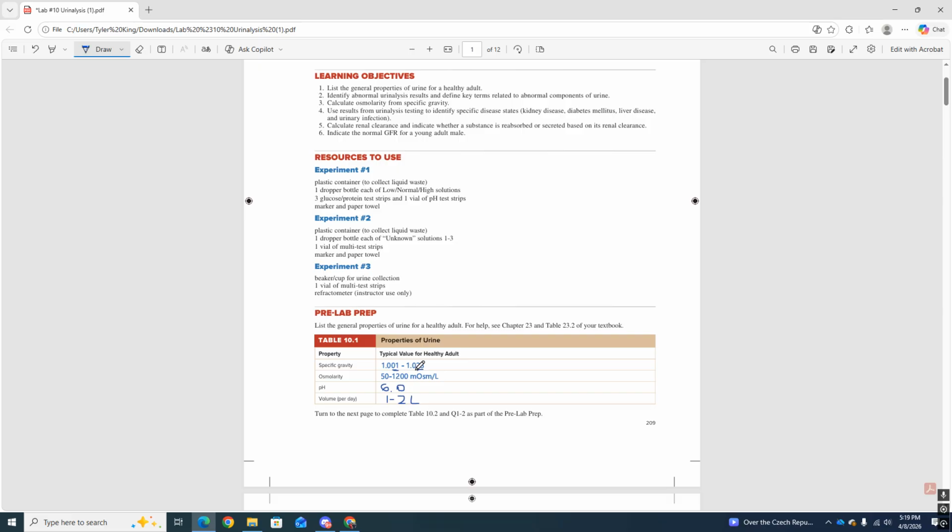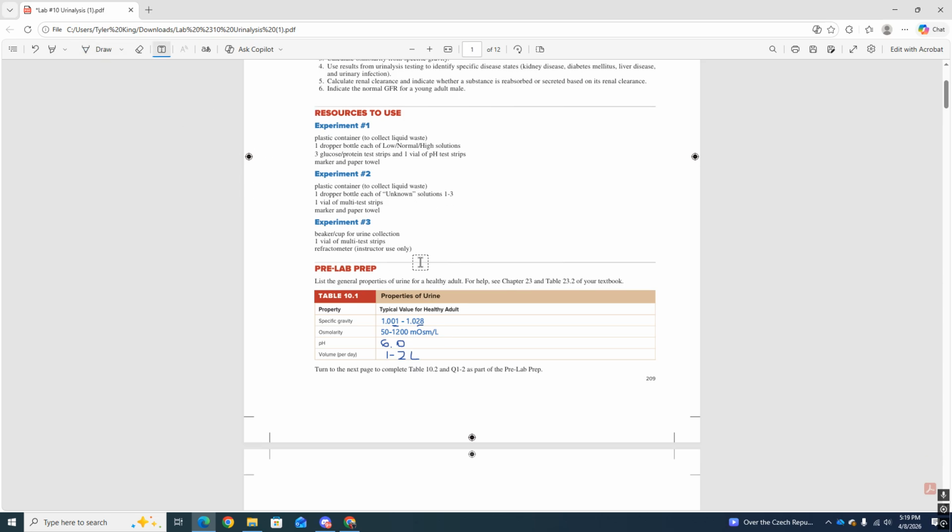If we were to ask you, for example, on your celebration, what is a normal value for specific gravity, we would want you to give us a number inside this ballpark right here. Same thing for osmolarity: what's a normal number? It'd be somewhere in this ballpark right here. So those are those ones. That's learning objective number 1. Pretty straightforward.